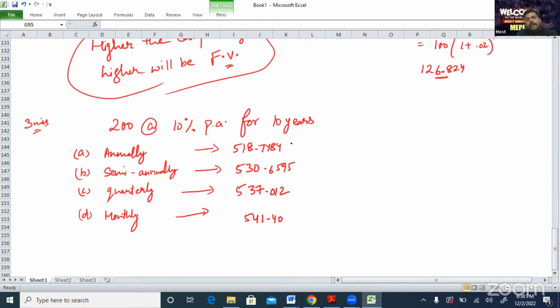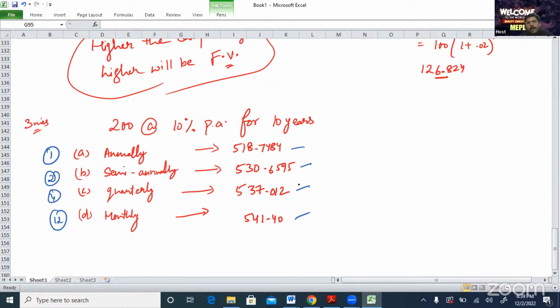Now you can see as we are increasing the number of compoundings: there is only one compounding in a year, then 2 compoundings in a year, 4 compoundings in a year, 12 compoundings in a year. In the same manner, if I said on a daily basis, it will be 365, or continuous basis. As we increase the number of compoundings, my future value is also increasing. Why is it increasing? Because interest starts being earned on interest that much sooner. So that is what is happening.